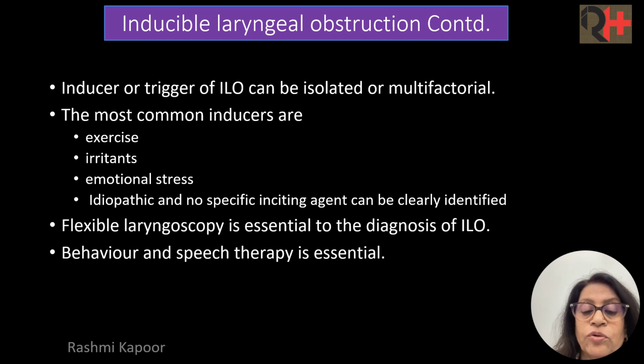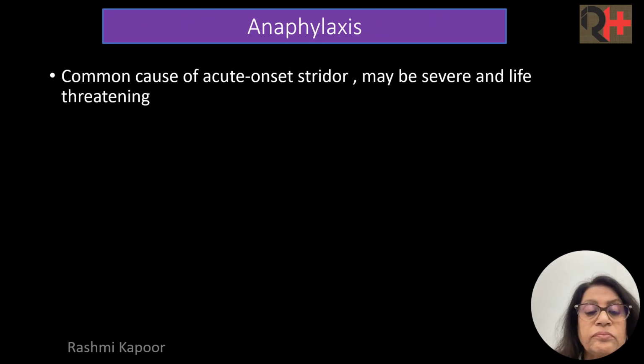Flexible laryngoscopy is essential to the diagnosis of inducible laryngeal obstruction, and the treatment is behavioral modification and speech therapy. Anaphylaxis is an important cause of acute onset stridor. It may be severe and life threatening.